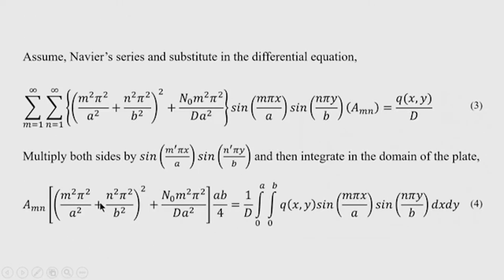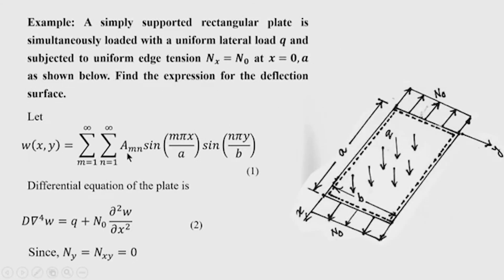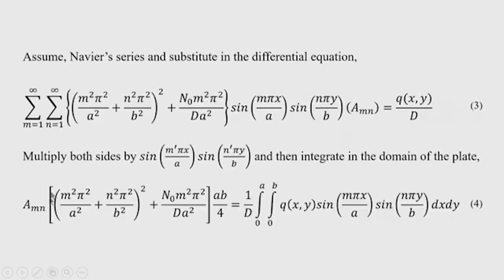Okay. So, assume a Navier's solution method, we substitute the series in the differential equation and then we get this. If I substitute this series in this differential equation, then in the left hand side we will get this term and in the right hand side we will get this term. Now, multiply both sides by sin m' pi x by a and sin n' pi y by b and then integrate in the domain of the plate.